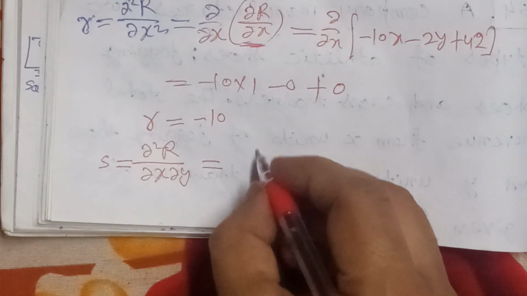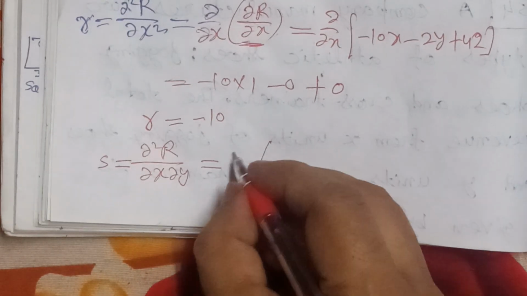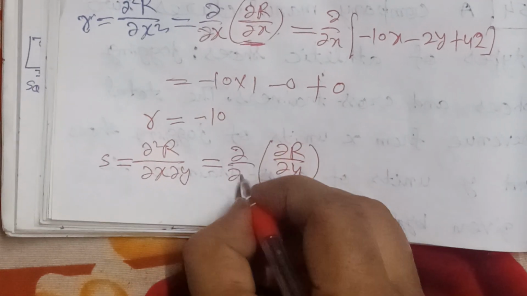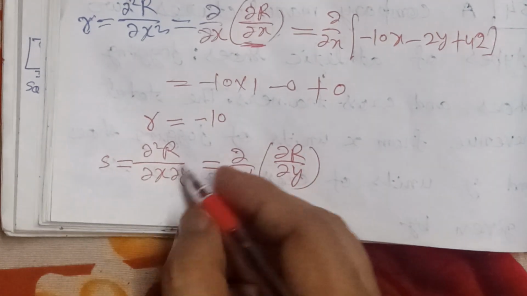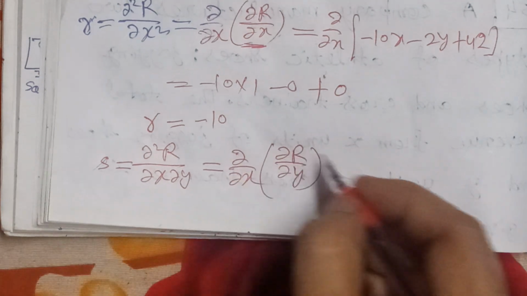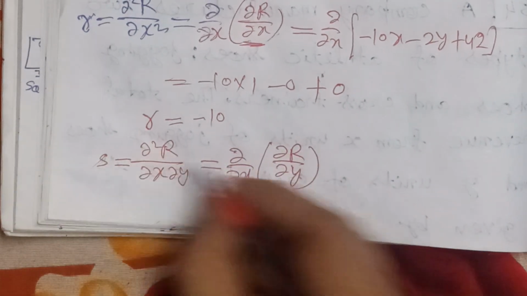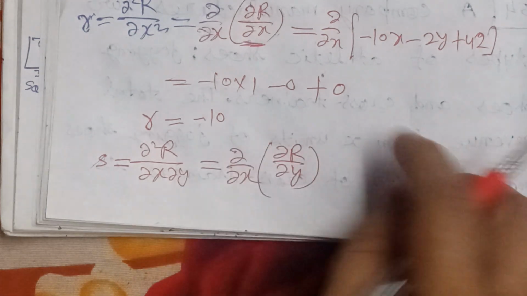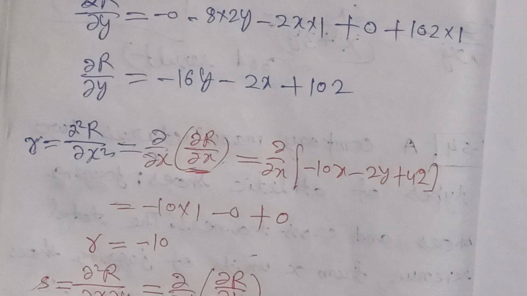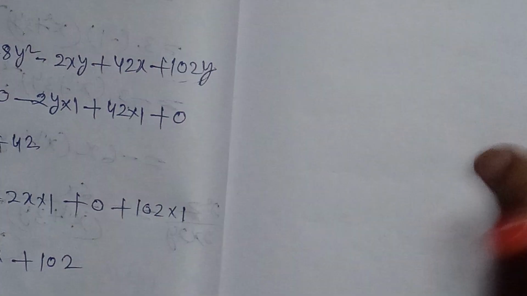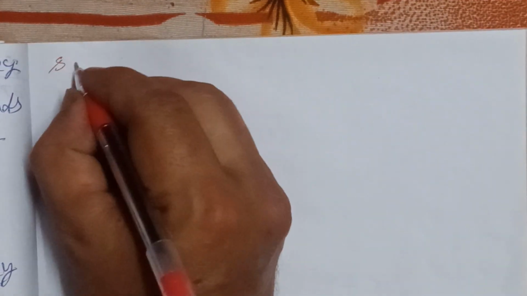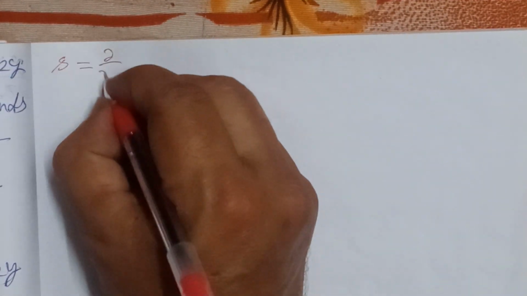We can find this value as a differentiation of del r over del y with respect to del over del x. We can find the s. This value, in short, we write as s, small s. So for this, we put the value which we have found in this step. I write this value and find the second derivative with respect to x and y, which I write here as s.